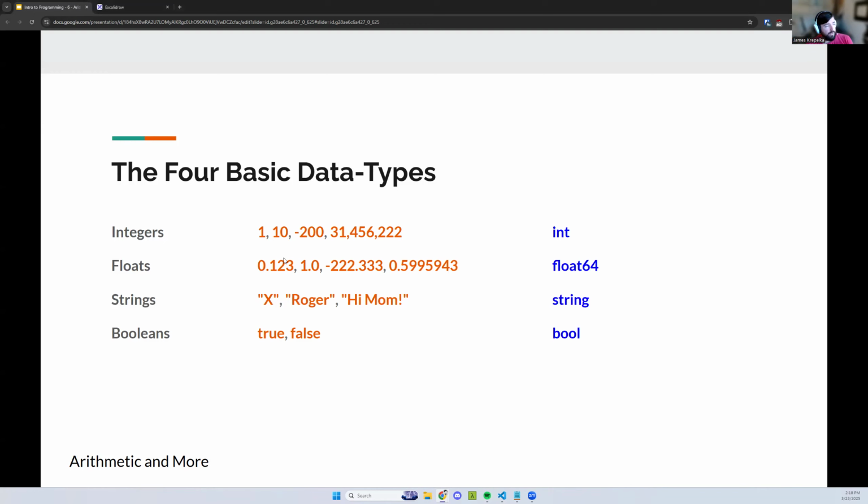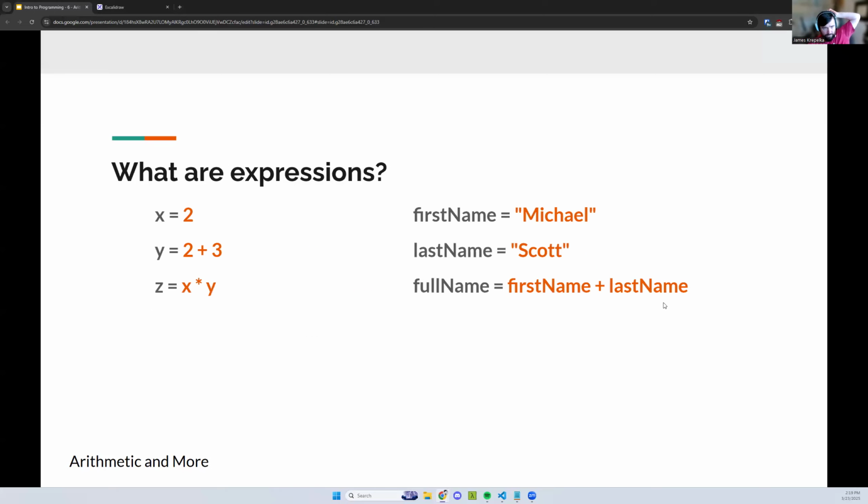When we want to deal with variables that are integers, we use int. Want to use variables that are floats, we use float64. Strings is string, that's nice. And then booleans is bool, a little bit shorter. So this is what happens when we want to deal with variables in our code or refer to these data types.